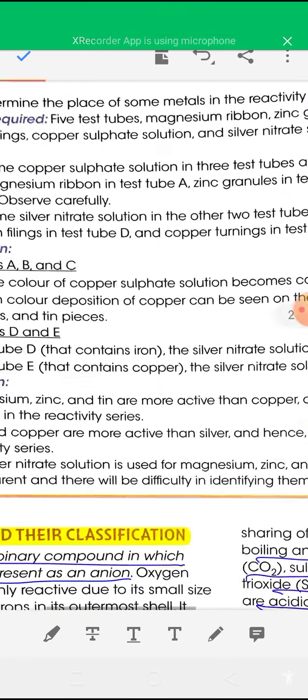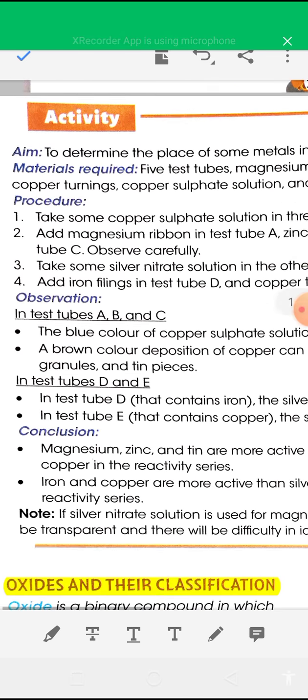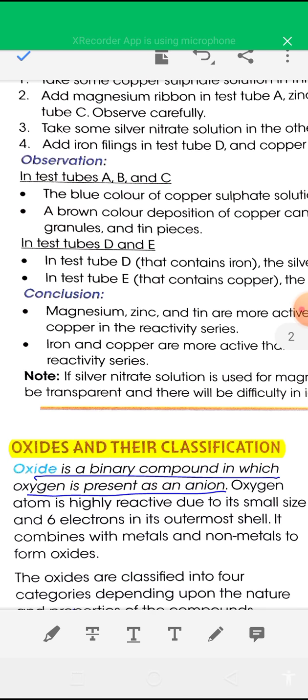Okay, so you have to remember the definition of different types of oxide with examples. There are 4 types of oxides.